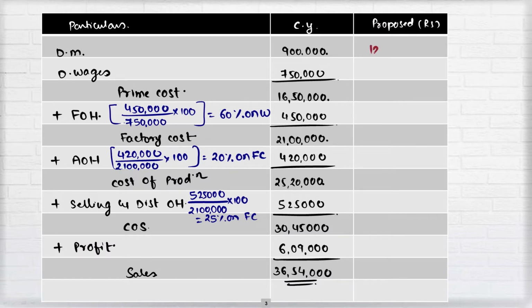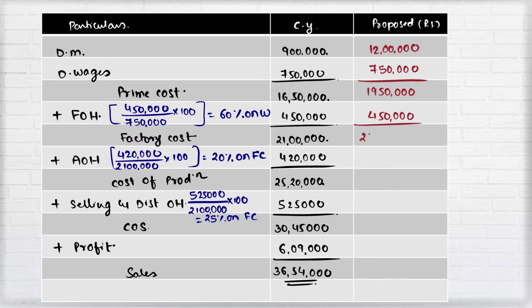This would be 12 lakhs. Labor would be 7 lakh 50,000. Total will be 19 lakh 50,000. How will you find out factory overhead? Can you help me out? It is 60% on direct wages. I will always absorb the overhead based upon direct wages. That is 60% on direct wages. 7 lakh 50,000 into 60% is 4 lakh 50,000.